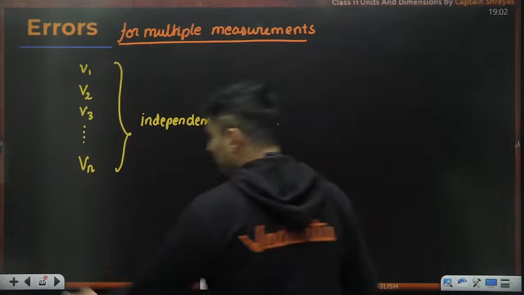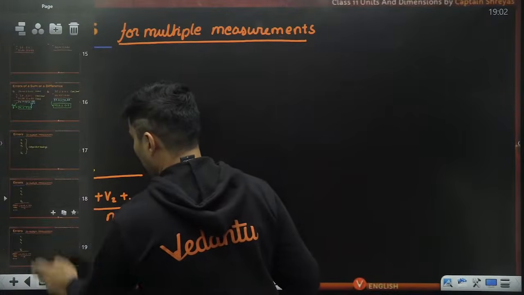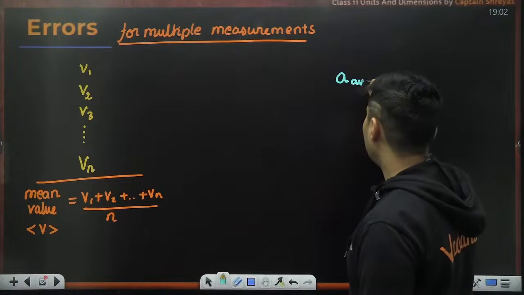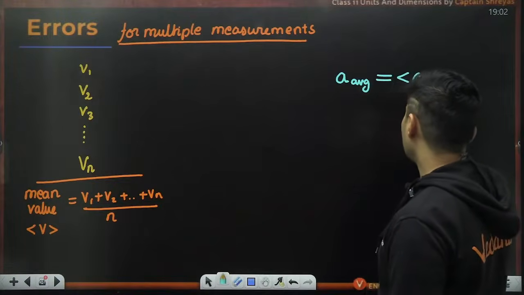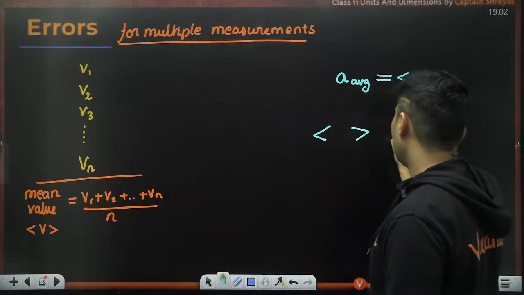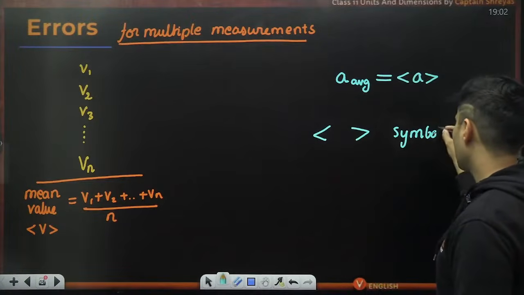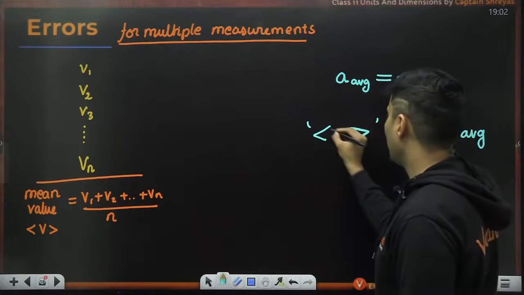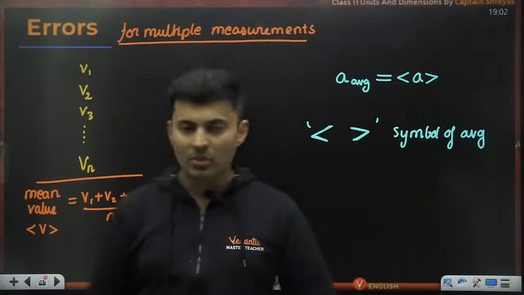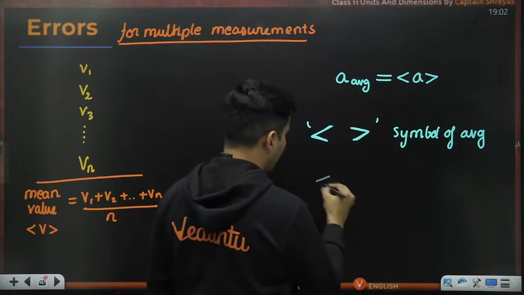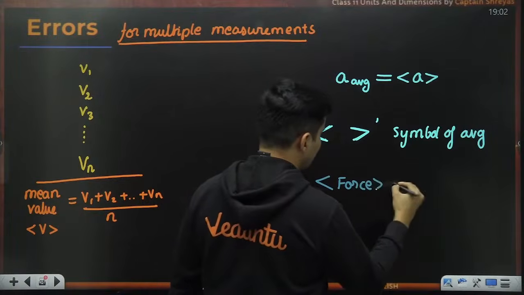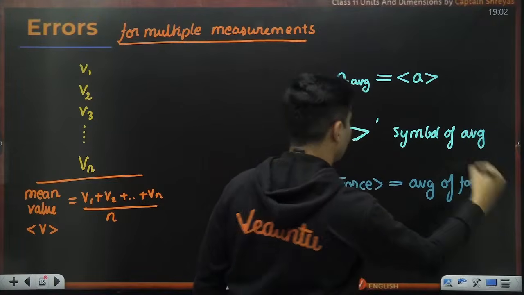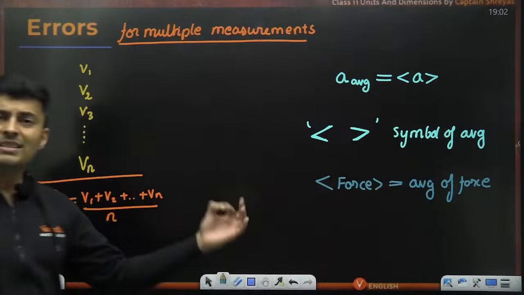You might have written average velocity, average acceleration like this, A average. You can also write it like this. So this is basically the symbol of average in mathematics, physics, chemistry. Okay. So this is the symbol, the triangular brackets, whatever you write, that means average. So if I write like this, it means, tell me what is the average value of the force. Average value of the force. So whatever is in the triangular brackets means the average of it.